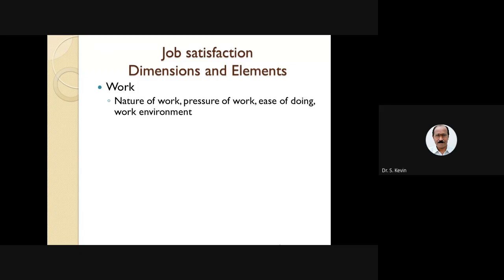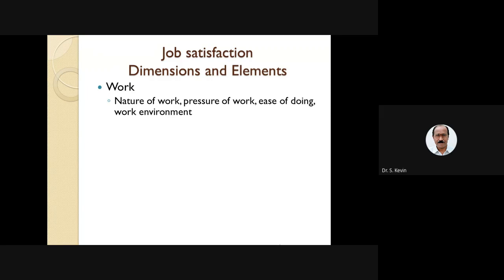It has different elements. Nature of the work, pressure of the work. Is the organization giving you pressure to complete the work on time and so on? Is it easy to do the work or is it difficult to do the work? What is the environment in which you are working? Is it comfortable? Is it very congested? All these aspects are the elements. So now you have an idea about what is meant by the concept subdivided into a dimension called work, again subdivided into elements called the nature of the work, and so on.